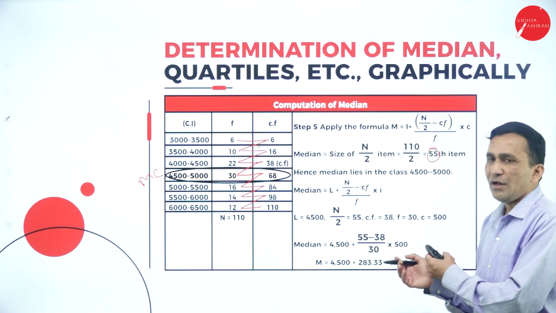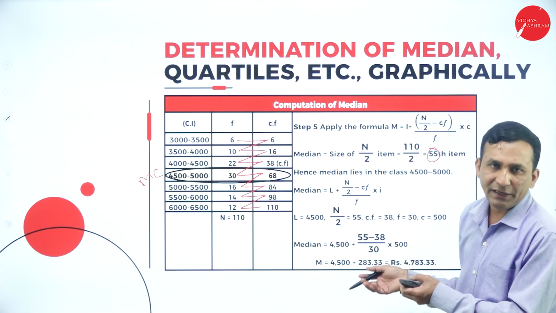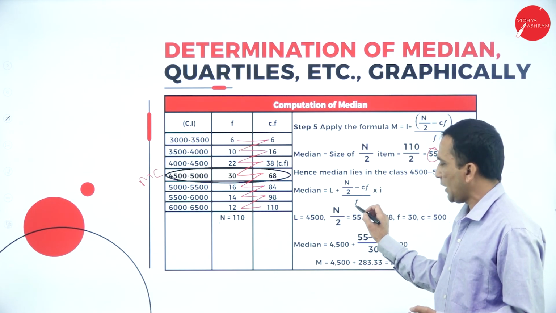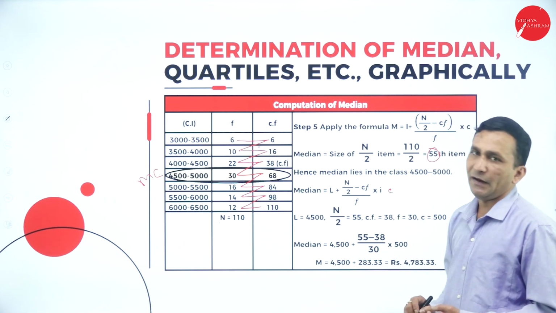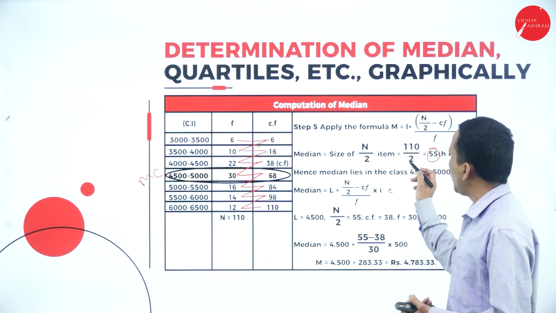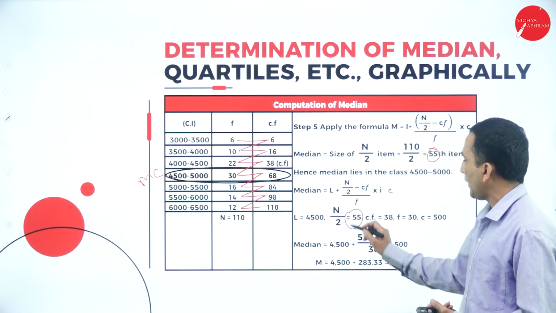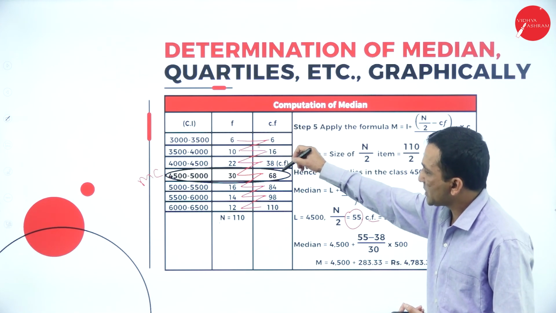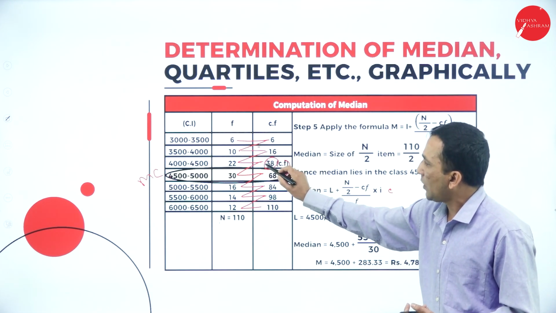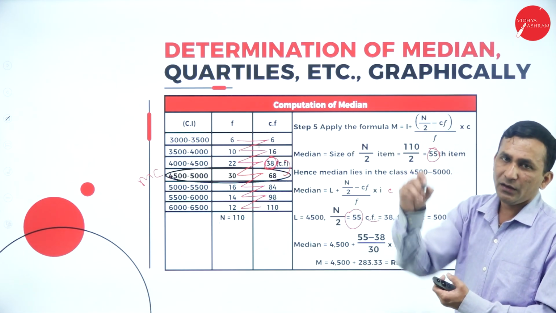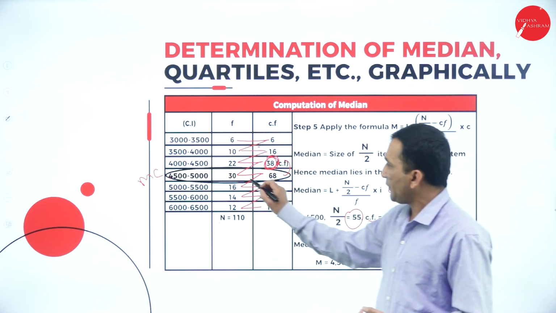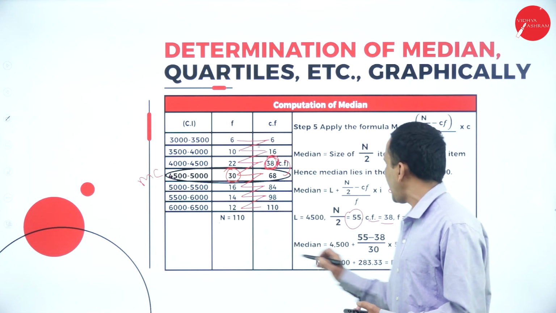Now I can simplify the formula with the help of all the available information. The formula: median is equal to L plus n by 2 minus cumulative frequency divided by frequency, into i, or you can say width C. In this median class, the lower limit is 4500. n by 2 is 110 divided by 2, which is 55. The cumulative frequency is from the previous class, which is 38. Always assume the previous class. The frequency is 30, and each class width is 500.